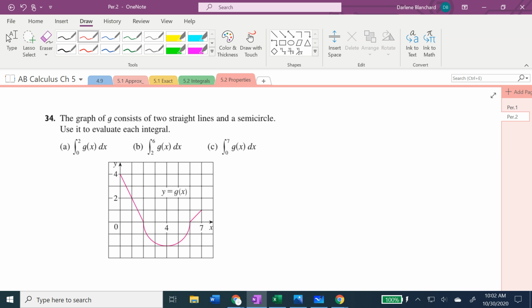So this is saying to integrate from 0 to 2 this g of x function. So I'm going to draw some vertical lines at 0, and then 2 is right here. So it actually just wants the area of a triangle that's above the x-axis. And that is a 2 by 4 triangle, so the area is 4.